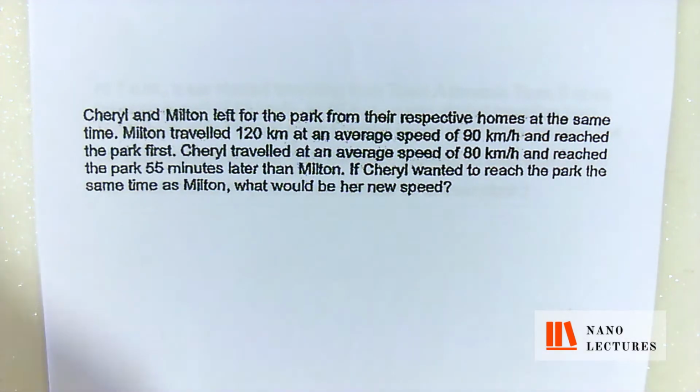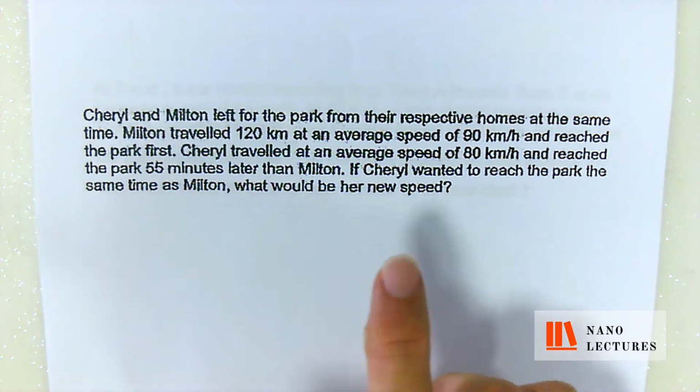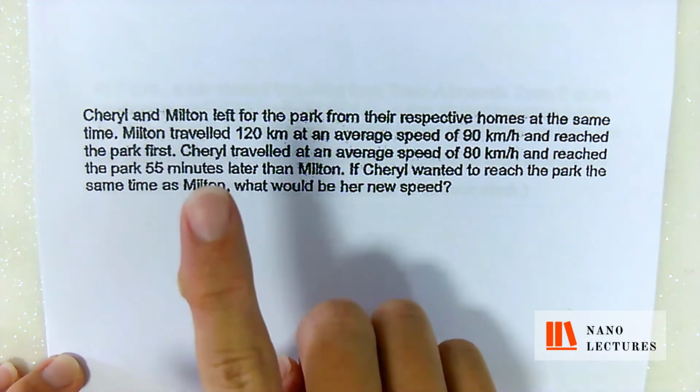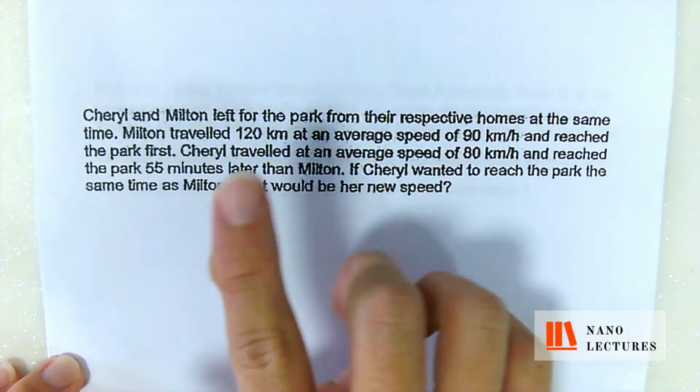Okay, this question is a little bit tricky. Just try to understand it as much as you can. Now, they told us that Cheryl and Milton left for the park from their respective homes at the same time. Now, this tells me that they did not start from the same place. It's from their own house.